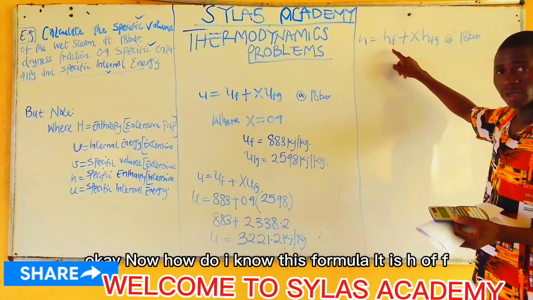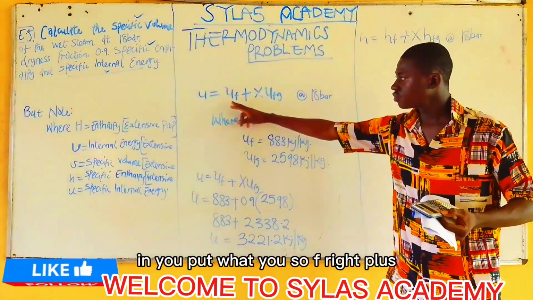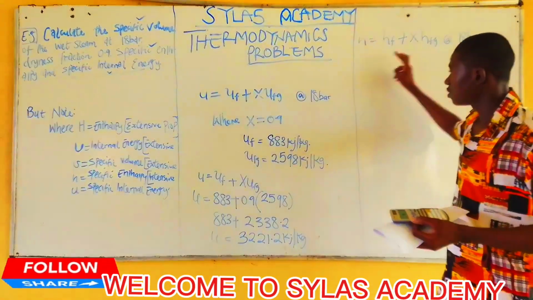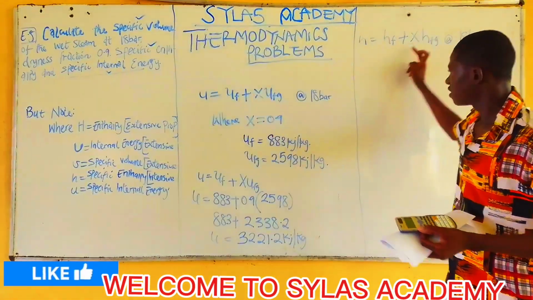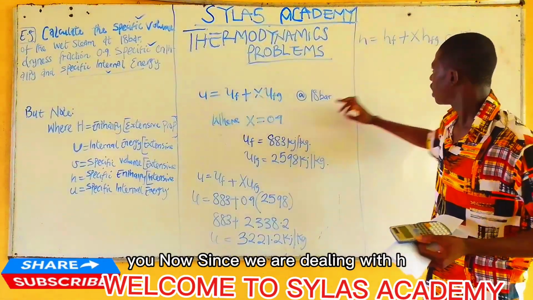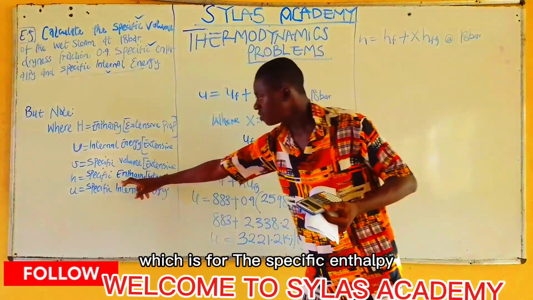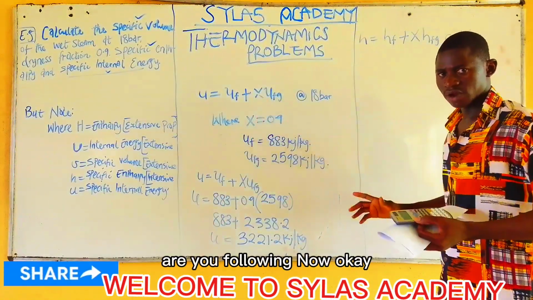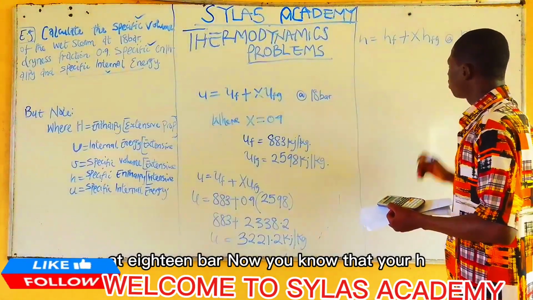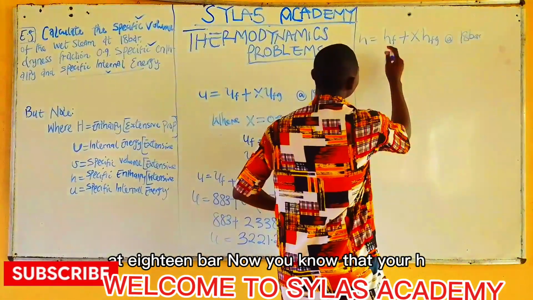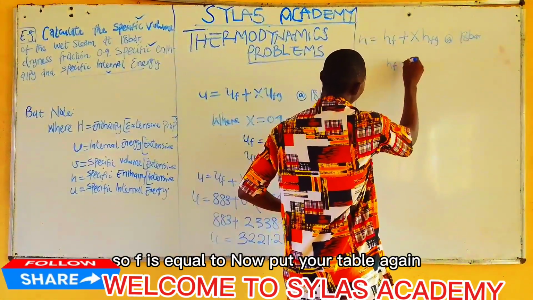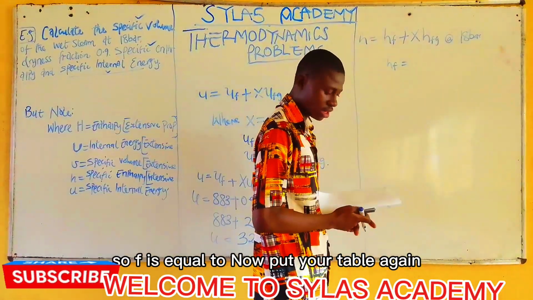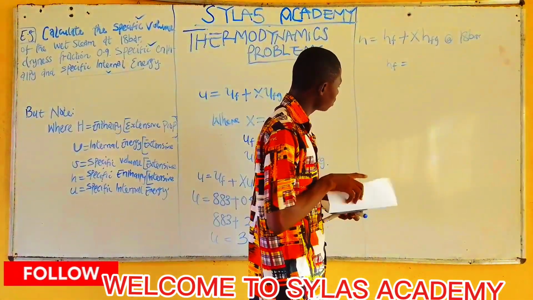Okay, now how do I know this formula? This is h sub f. In u, we put u sub f, plus, this is the plus, and x, this is the x, u sub fg. Now, since we are dealing with h, which is for the specific enthalpy, we are not using u again, we are using h. Are you following now? Okay. At 18 bar, you know that your h sub f is equal to what? Now you go to your table again and check.